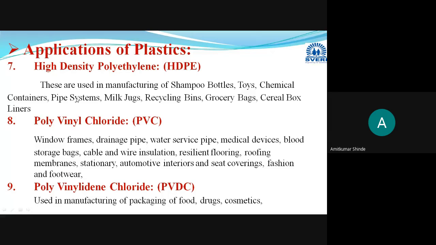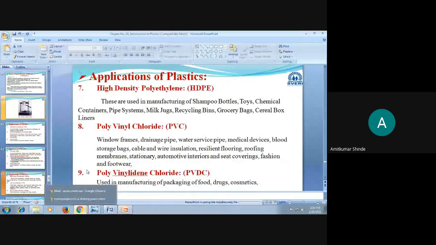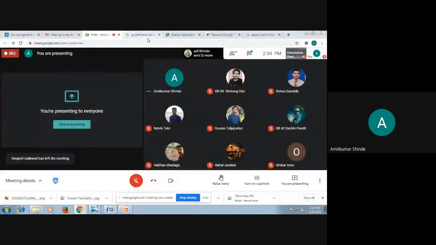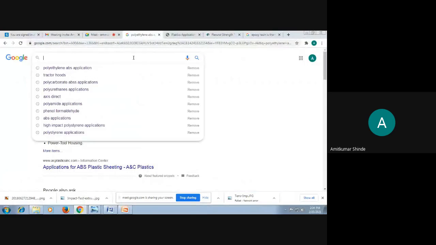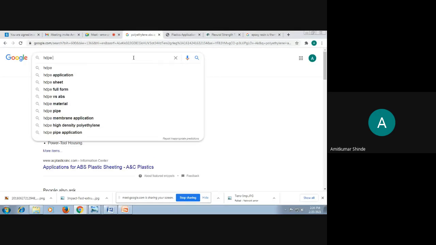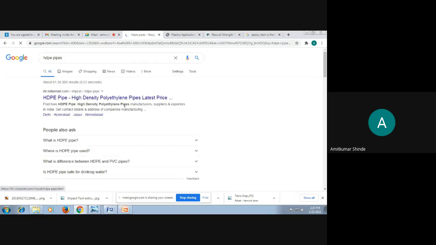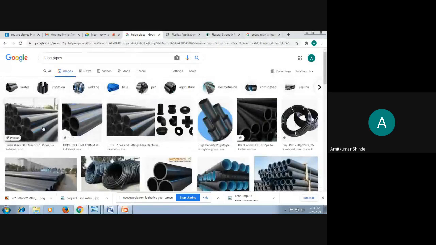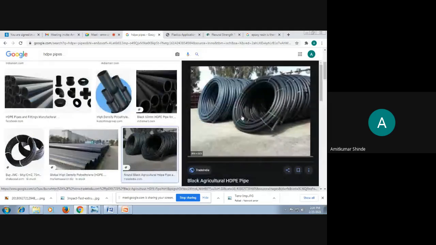Okay, wait, I will show those HDPE pipes. I will show that on the screen. Okay, are you able to see this? These are the HDPE pipes. Is it visible clearly?